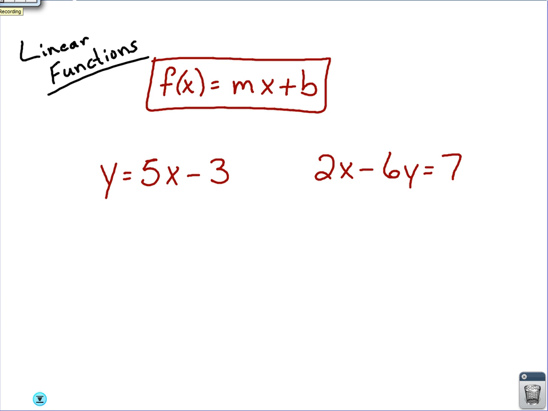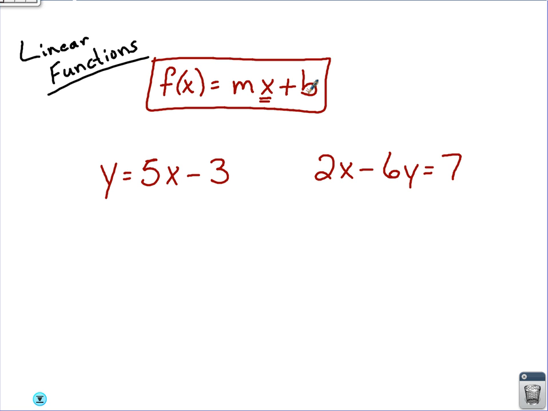So let's look at two different relations here, y equals 5x minus 3 and 2x minus 6y equals 7. And talk about whether these are actually linear functions. And again, a linear function is any function that can be expressed in the form f of x or y equals mx plus b, where m is going to be some constant, some number, and b is also going to be some number.